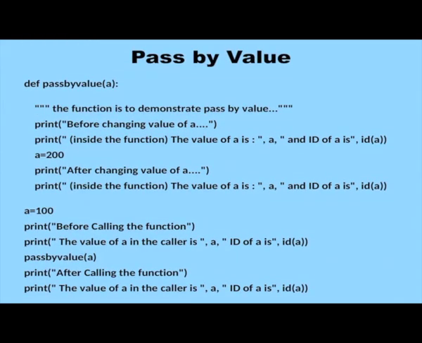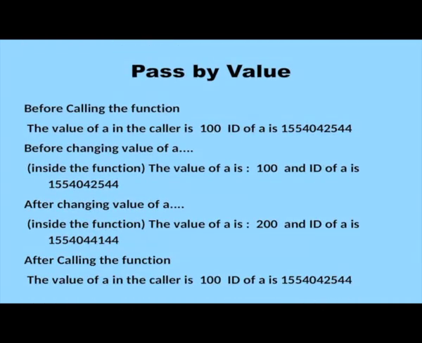Here the same example is modified in such a way that inside the function the value of a is changed to 200. So, as we have seen earlier, when you assign a new value to the variable a inside the function, it is created as a separate object. So, for that program the output is shown on the screen.